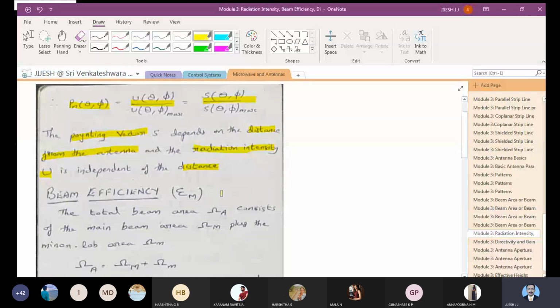Then we'll move on to the next one. So we have understood what a pattern is, what a beam area or beam solid angle is, and what radiation intensity is. These are all parameters which we are learning with respect to antennas. Now let us see what beam efficiency is. Beam efficiency is another parameter.